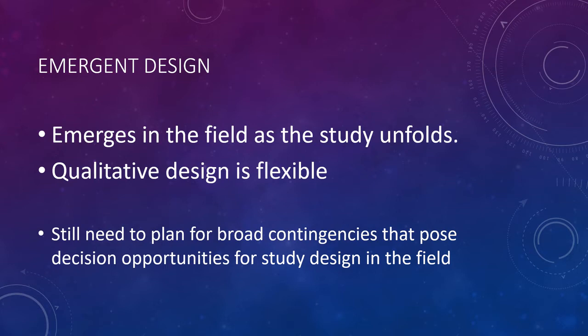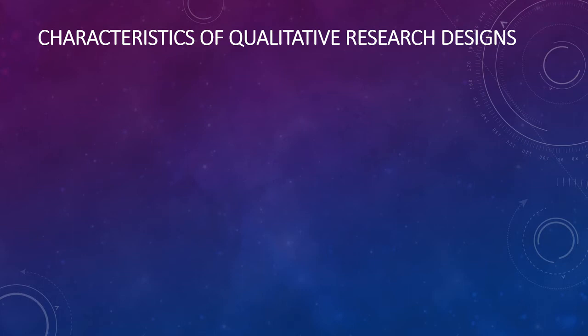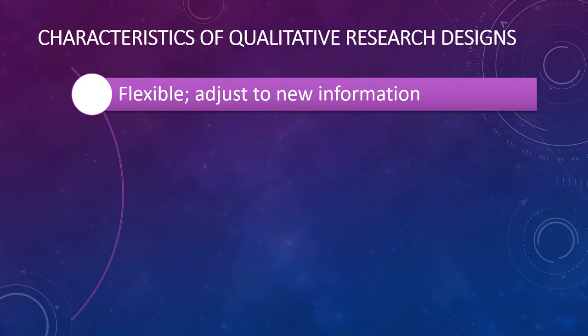It doesn't mean that in qualitative research we say, okay, let's just see what happens here, and there's no planning. We need to still look at some contingency measures and still do certain planning. So what are the things that we plan for? First, before we do planning, we have to look at the characteristics of qualitative research design. Like we said, it's flexible.